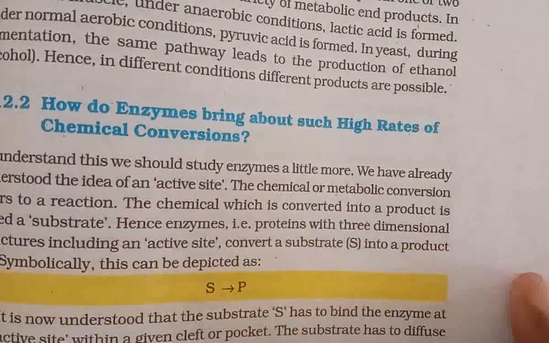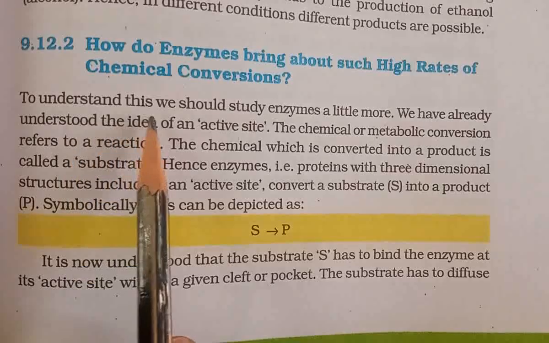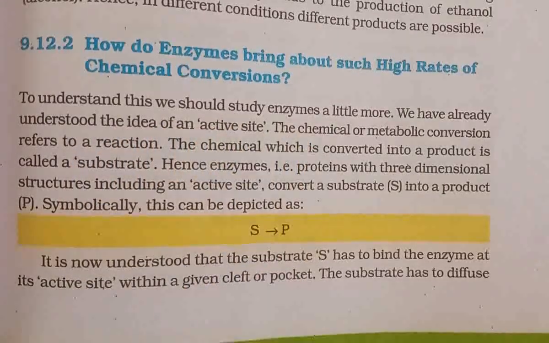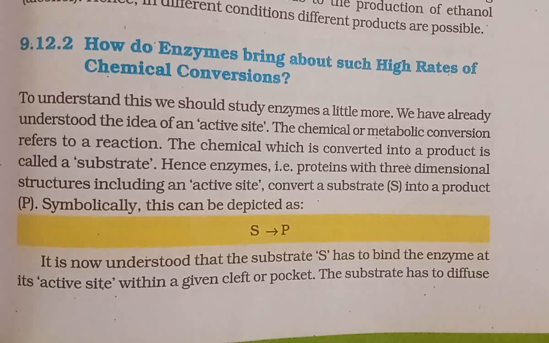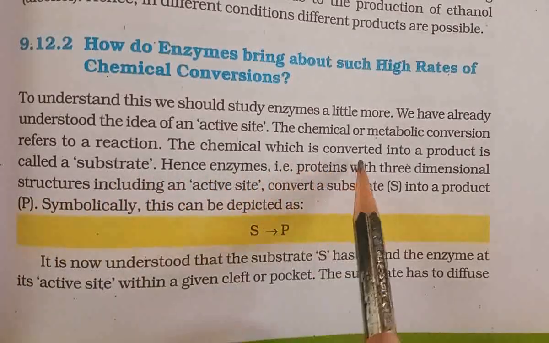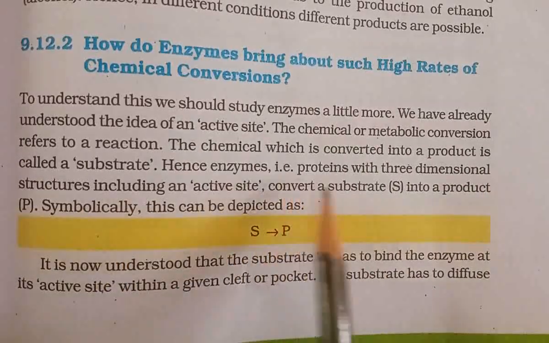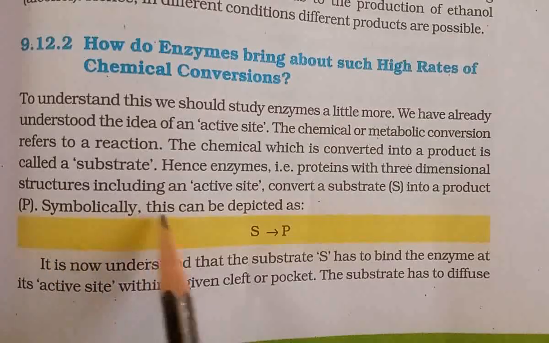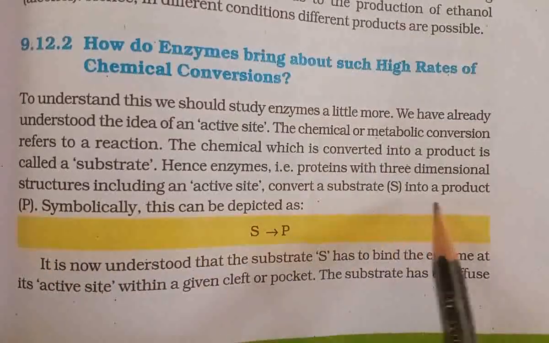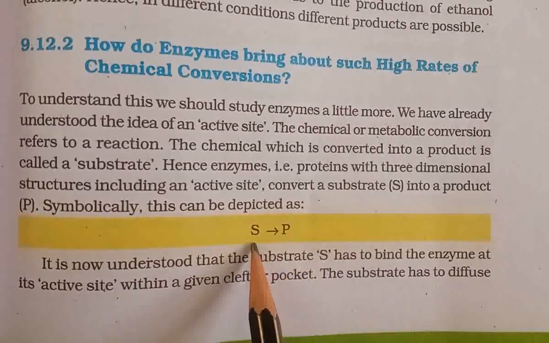How do enzymes bring about such a high rate of chemical conversions? To understand this, we should study the enzyme a little more. We have already understood the idea of an active site. The chemical or metabolic conversion refers to the reaction. The chemical which is converted into the product is called the substrate. Hence, the enzyme, that is the protein with a three-dimensional structure including an active site, converts the substrate into the product. Symbolically, this can be depicted as S to P.